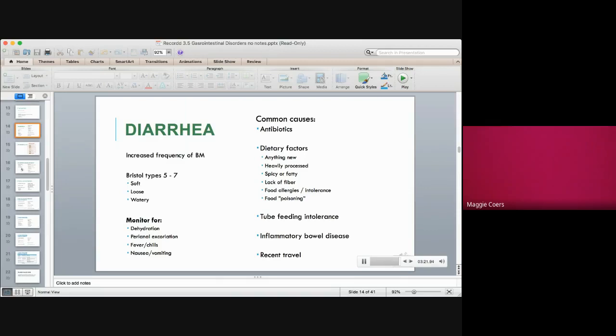Okay, so definition, we talked about the Bristol chart. We need to monitor for that dehydration, excoriation, fever, chills. Remember, fever, chills could mean dysentery, some types of infectious disease going on in the bowel. Nausea and vomiting can increase diarrhea. And then we talked about the common cause.